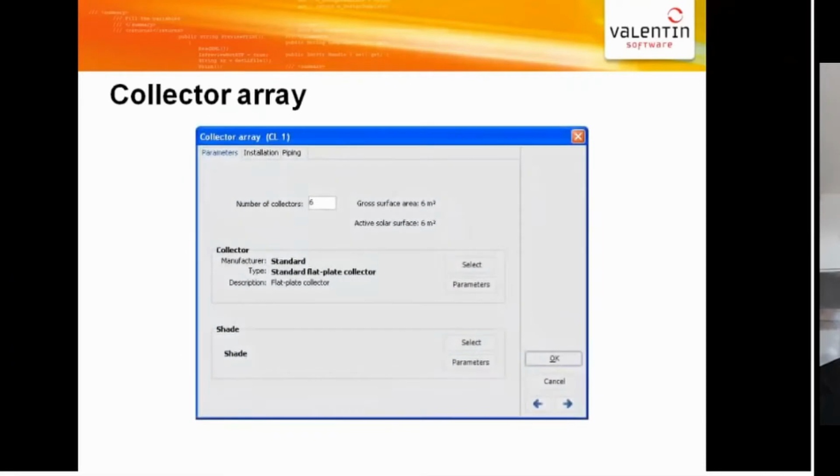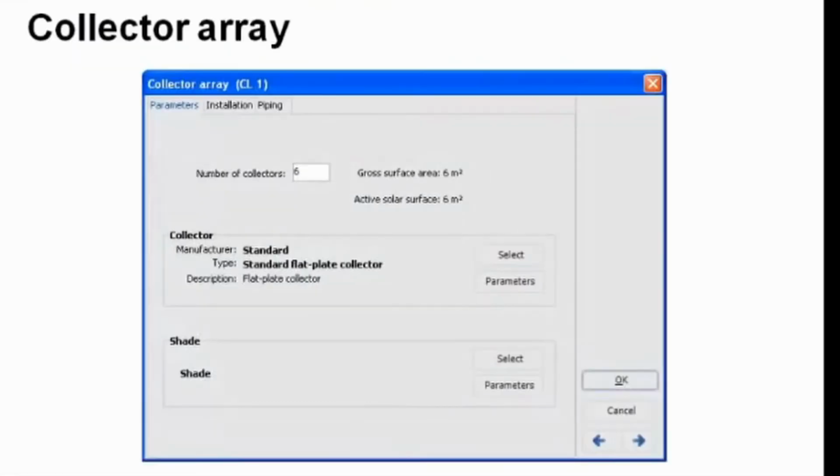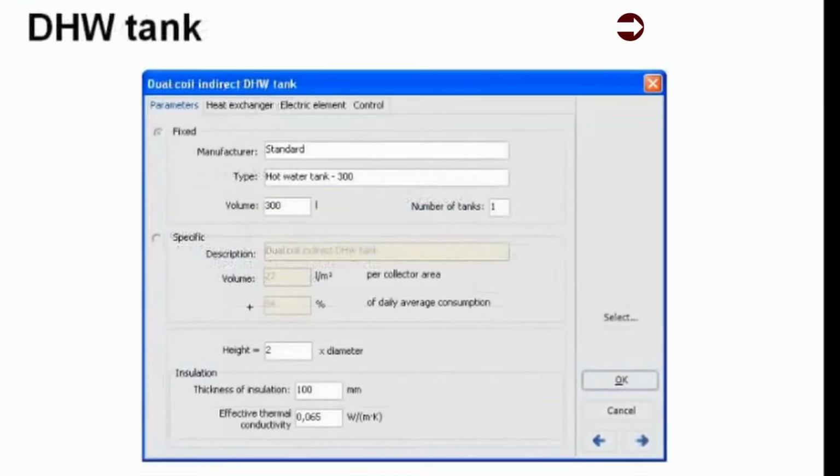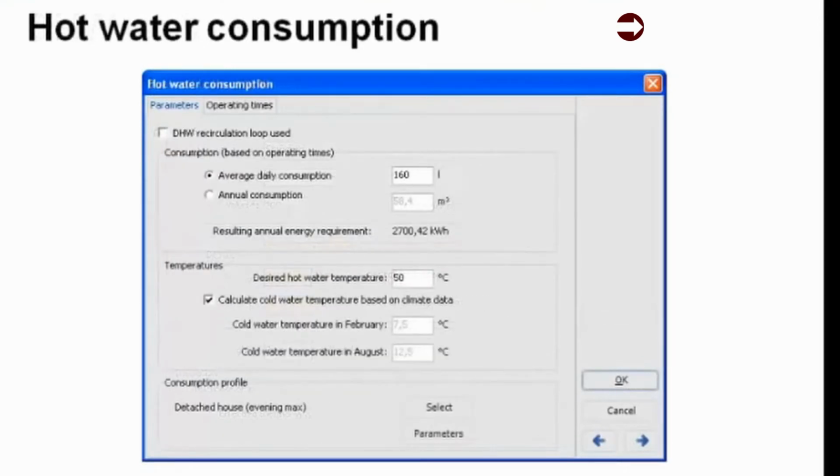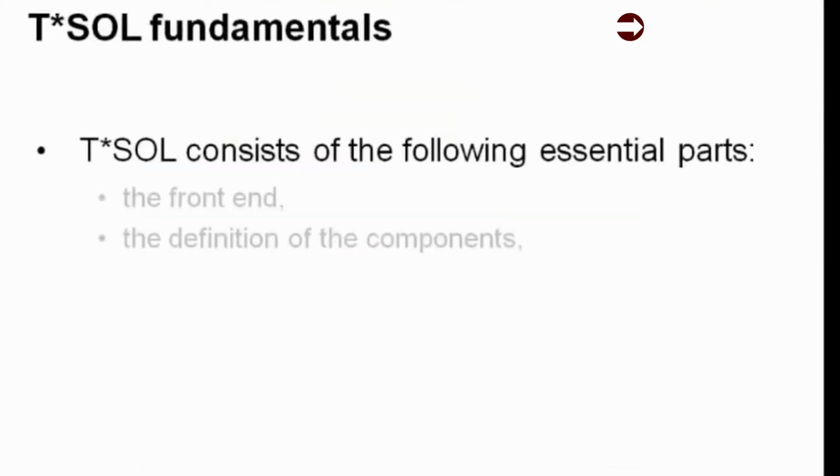And then you have a description of the array. For example, here 6 collectors with 1 square meter each. Then you have a tank here with 300 liters, for example, the height and so on. So it also calculates the stratification inside the tank and the losses if the stratification is not perfect.